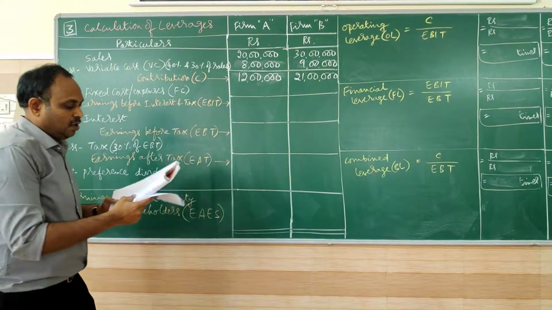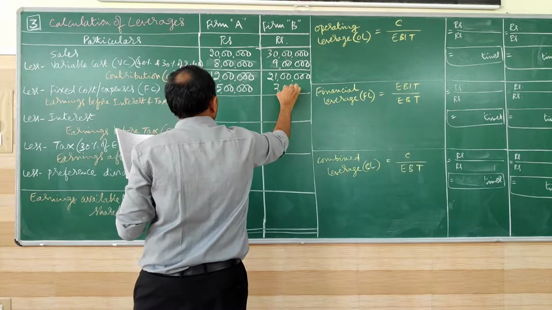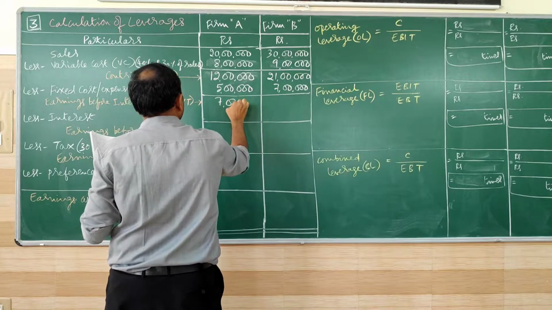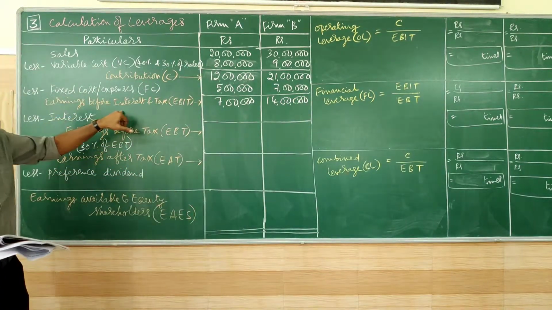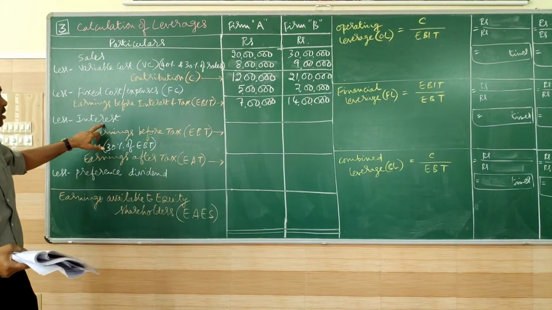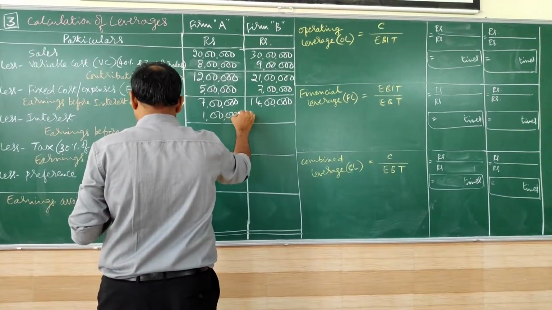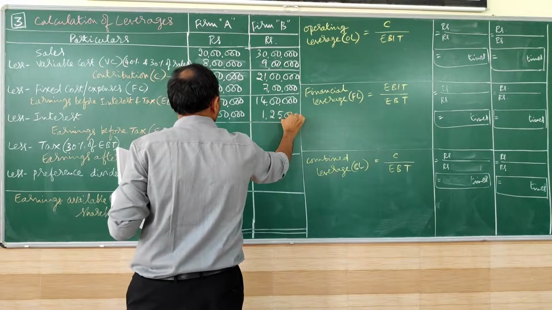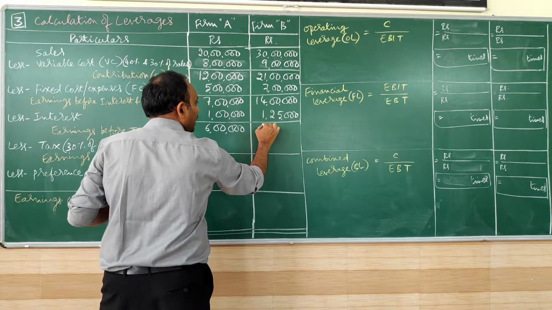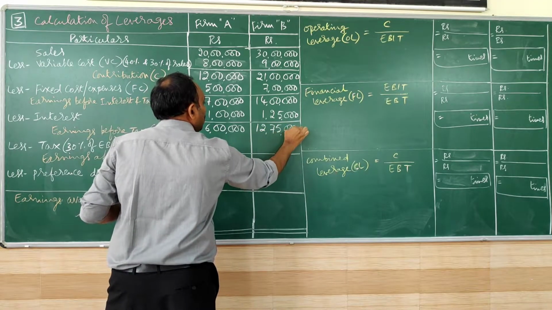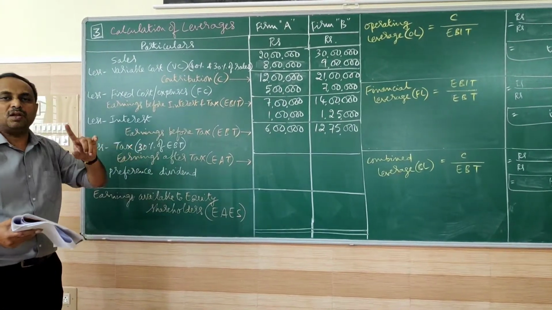Next move on to fixed cost. Fixed cost is given in the problem and no need to calculate any. 5 lakhs for A, 7 lakhs for B. The result, 7 lakhs and 14 lakhs. It is EBIT, 7 lakhs and 14 lakhs. Then less interest. Interest is also given in the problem. 1 lakh for A, 1 lakh 25,000 for B. So 7 minus 1, 6 lakhs, 14 lakh minus 1 lakh 25,000, 12 lakh 75,000. So we have got EBT.